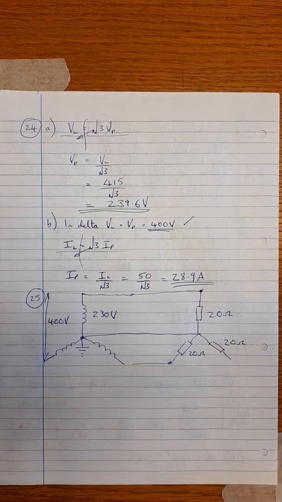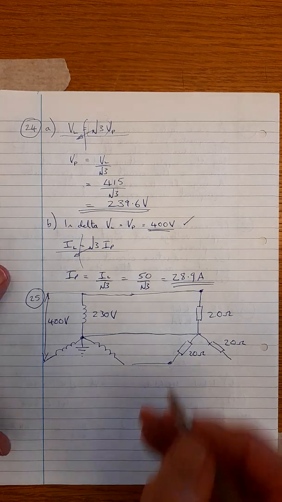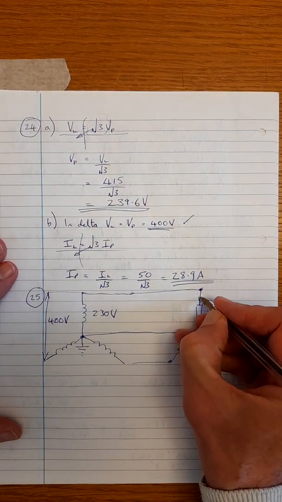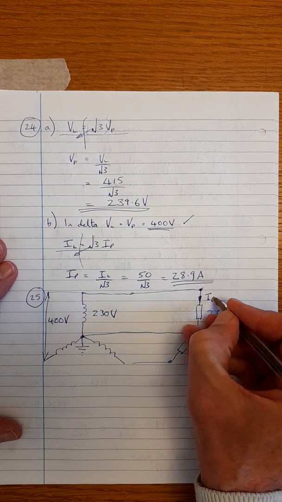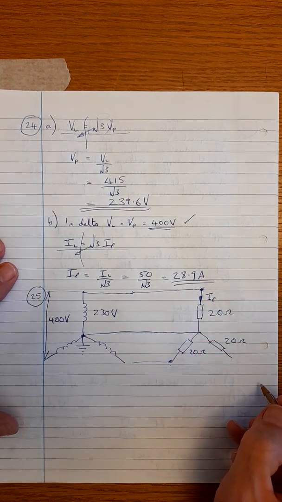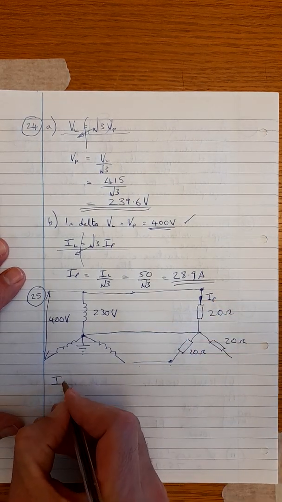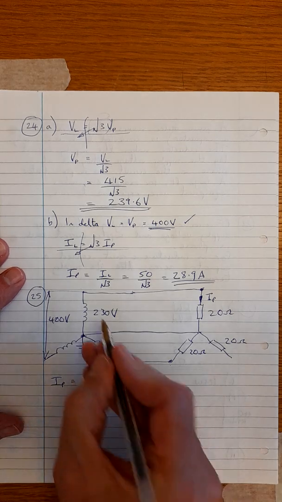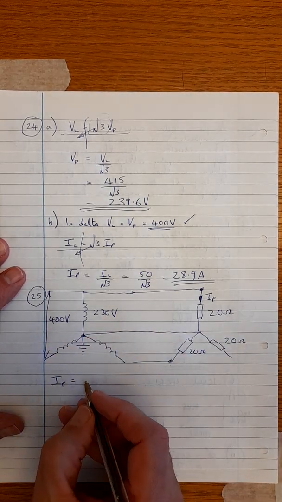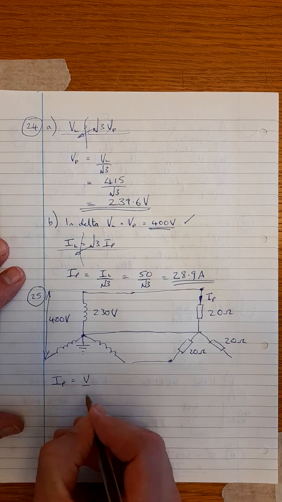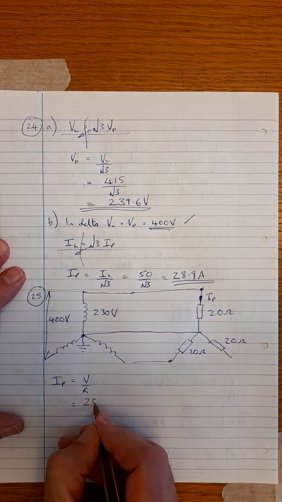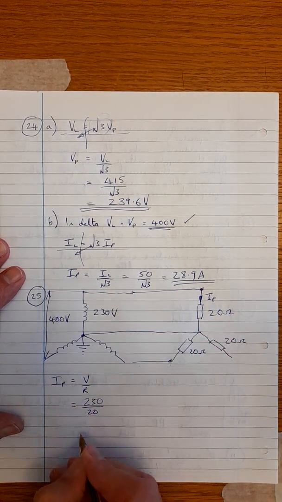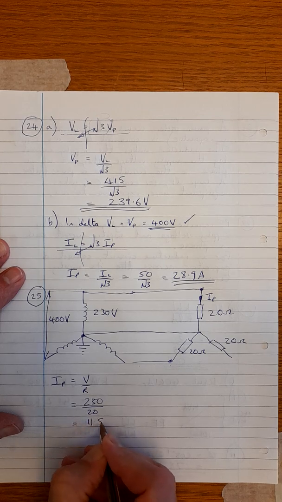20 ohms in each phase. Right, so what you've got to do now is figure out the current here. So that's going down an individual branch, which is a phase, and we can work it out using Ohm's law. IP equals, you've got the voltage and the resistance. Should be easy stuff for you. I equals V over R. Put the numbers in. The voltage across there is 230. The resistor is 20, giving you 11.5 amps.